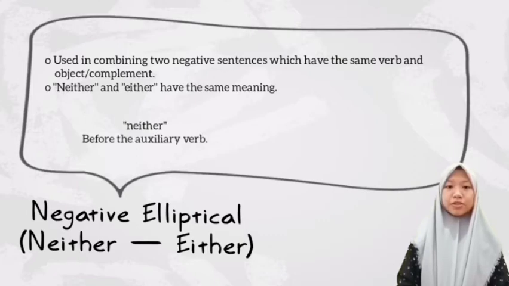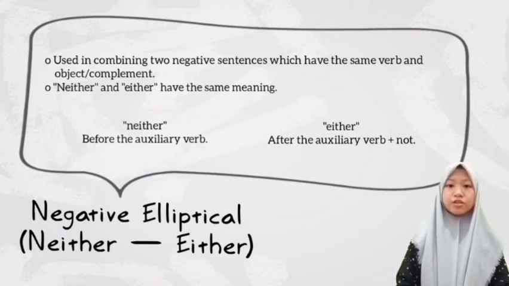Neither is placed before the auxiliary verb, or in front of the auxiliary verb, while either is placed after the auxiliary verb plus not. Note that we don't need to place not after the auxiliary verb in neither, because neither stands for not either.